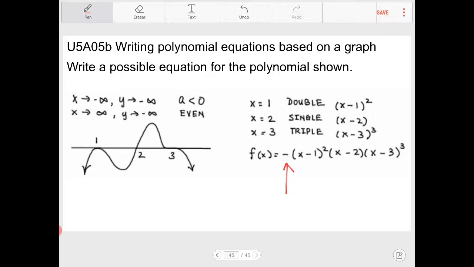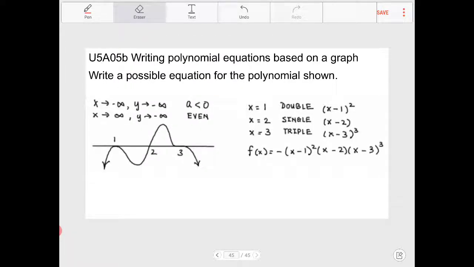And again, emphasis on the word possible, because I have no idea how high or low these maxes and mins are, and that would dramatically change what the leading coefficient should be. And that's the end.